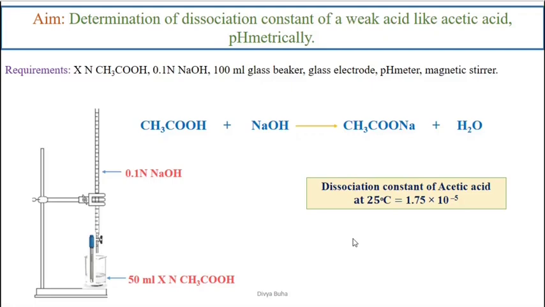The aim of the practical is to carry out the determination of the dissociation constant of a weak acid like acetic acid pH metrically. So basically in this practical, we will be titrating an unknown concentration of acetic acid against 0.1 normal NaOH. During the course of the titration, you have to find out the pH values, and with the help of the range of the pH values, you have to draw a graph. With the help of the graph, you can easily determine the dissociation constant value.